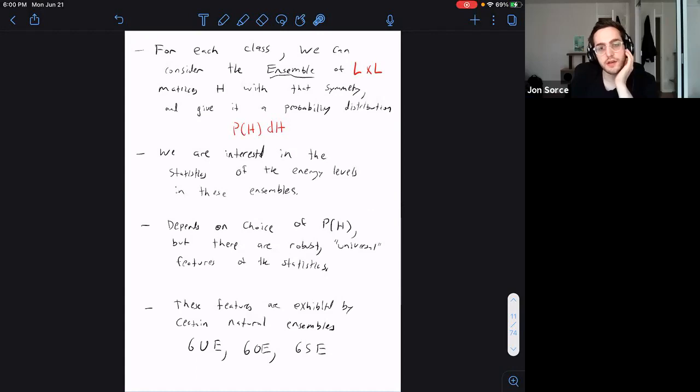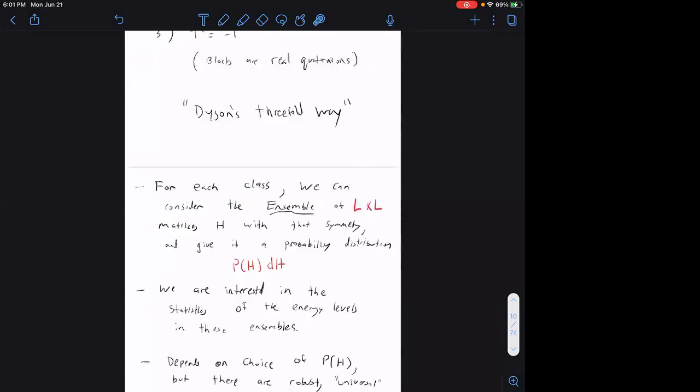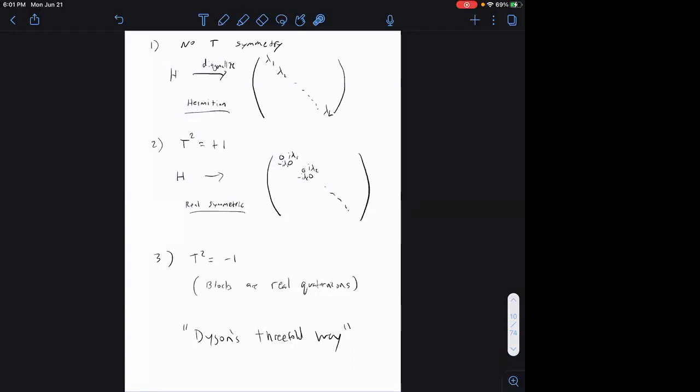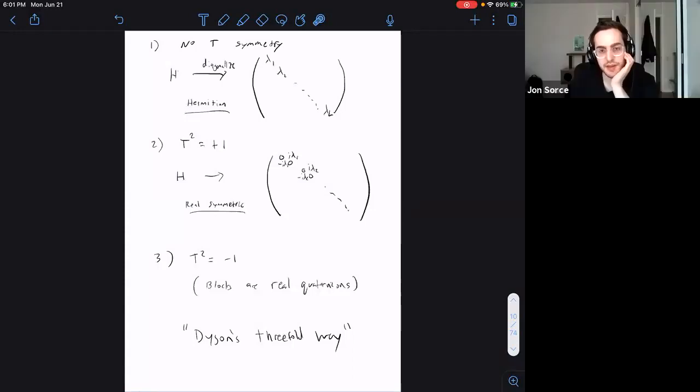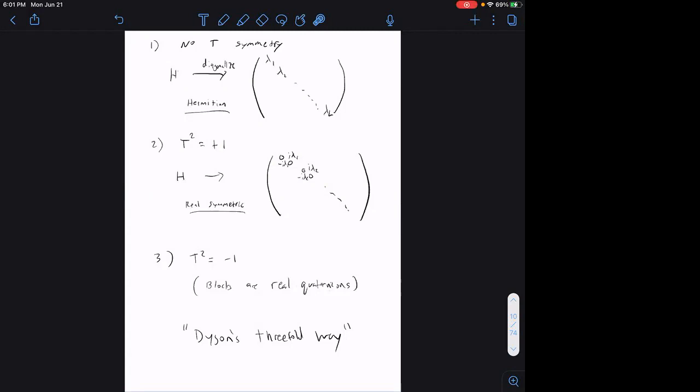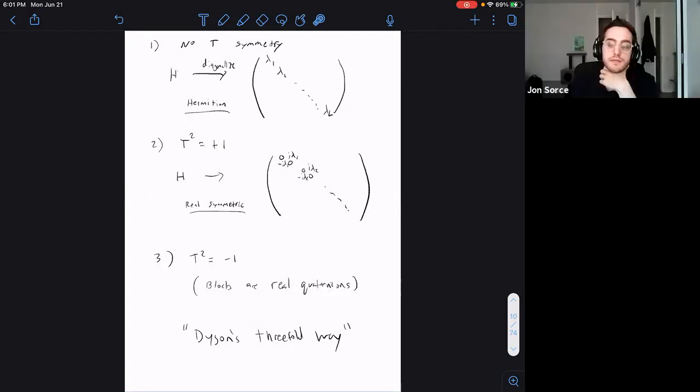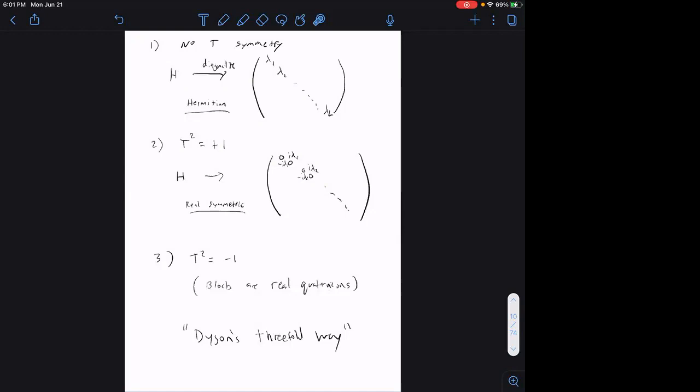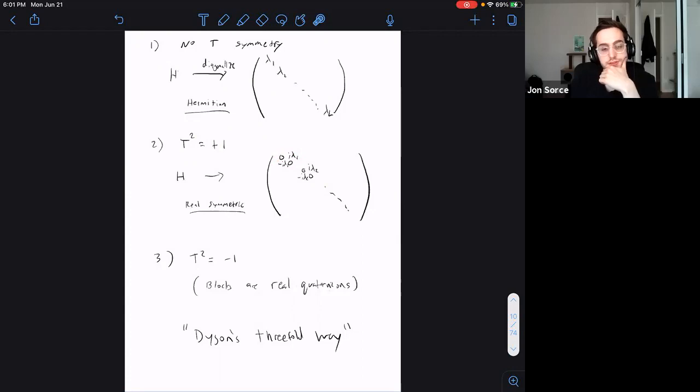Question? Could you go back to the previous page for a second? Why are you saying that the second class is real symmetric? That doesn't look real symmetric to me. It's real symmetric in the sense that you can always bring a real symmetric matrix to this form by a unitary transformation, but by an orthogonal transformation, which is more natural, it won't be turned into this. I see. Okay. Does that answer your question? Yeah, thanks.